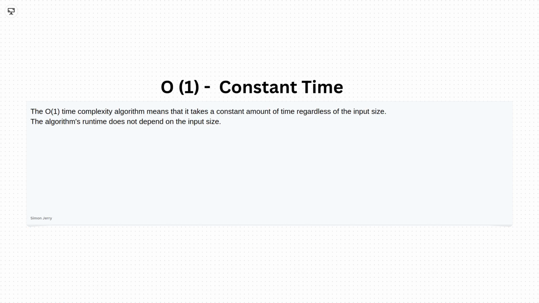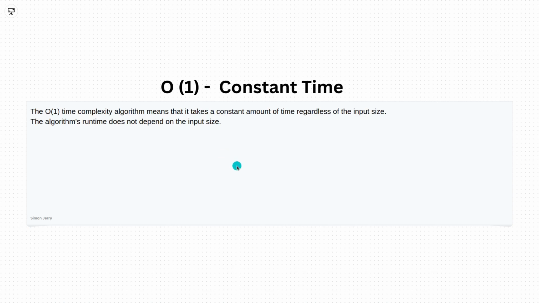The second example is accessing an element via its index in an array. If we have an array with values and want to access the first item at the first index, that process is an O of 1 algorithm. Another example is accessing a value from a hash table using its key. That process is also an O of 1 algorithm.